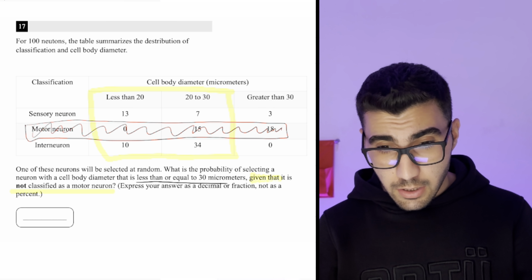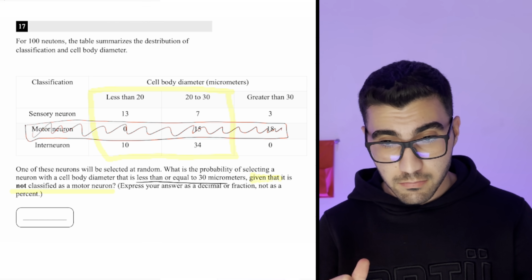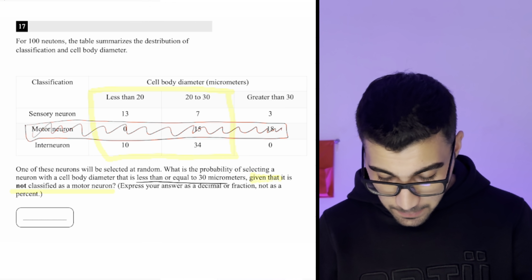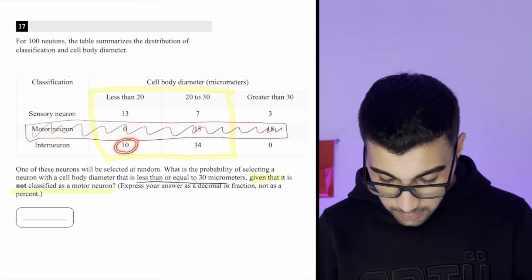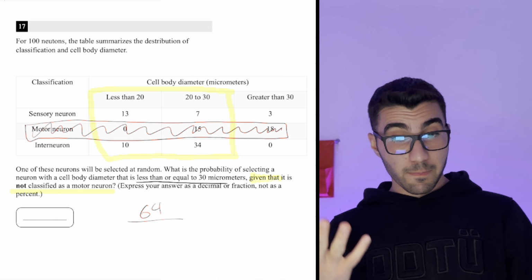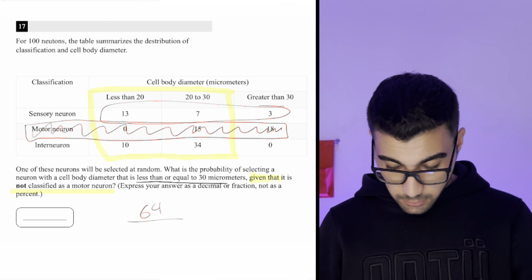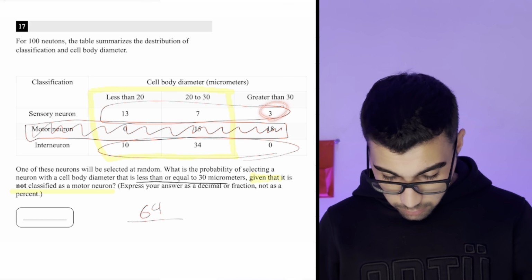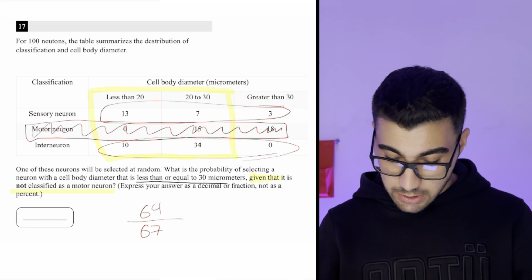So we're looking for the probability of getting a less than 30 micrometers neuron, given that it's not classified as a motor neuron. So how many of these do we have? 13 plus 7, 20, 30, 64. So I have 64 as the possible number of neurons that I can select, and the total is this. Total is this. So I only add 3 more. So the total is going to be 67. The answer for this question is 64 over 67.